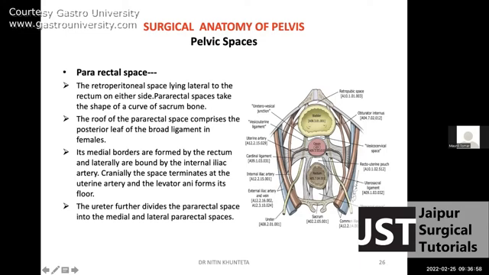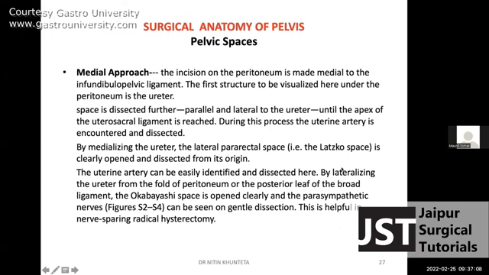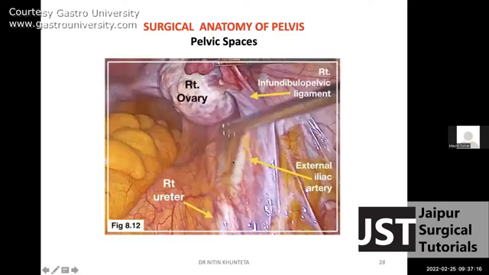The ureter, as I told you, divides this pararectal space into two spaces: medial to the ureter, the medial pararectal space, and lateral to the ureter, the lateral pararectal space. There are two approaches described to access these two spaces of the pararectal space. One is the medial approach, another is the lateral approach. So what is the medial approach?